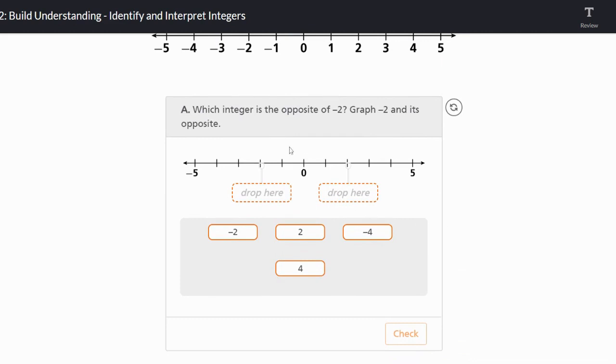Okay, so if we have negative 2, what would the opposite be? You're going to graph negative 2 and its opposite. Well, here is 0, so we're going to count back negative 1, negative 2. And the opposite of negative 2 has to be 2 spaces from 0 in the opposite direction. 1, 2. Let's check.